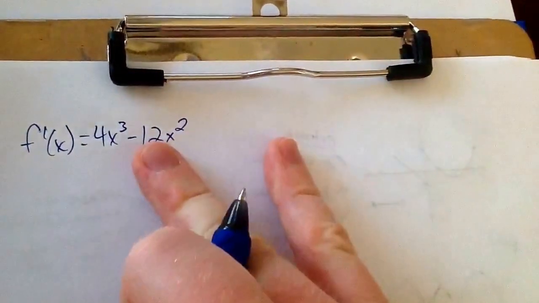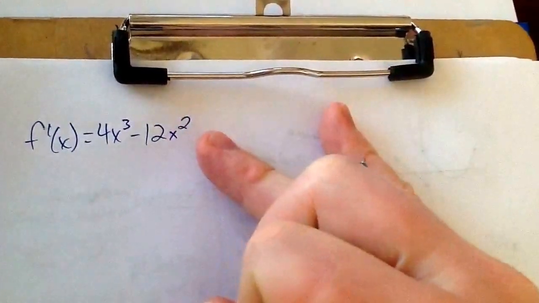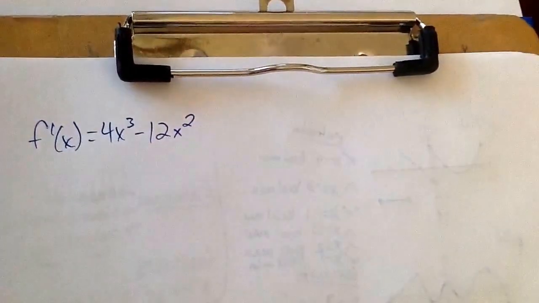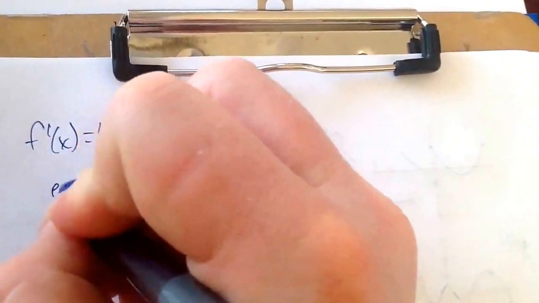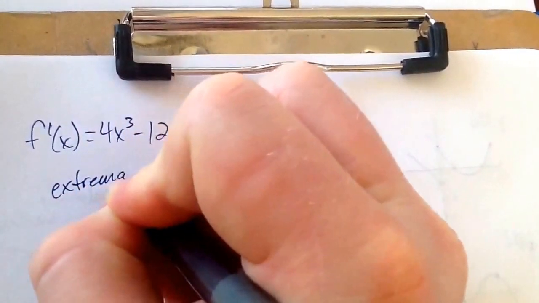Again, the two things we're going to focus on are our extrema and our concavity. If we can do those two things, we can get a good picture of our original. So let's do extrema first.